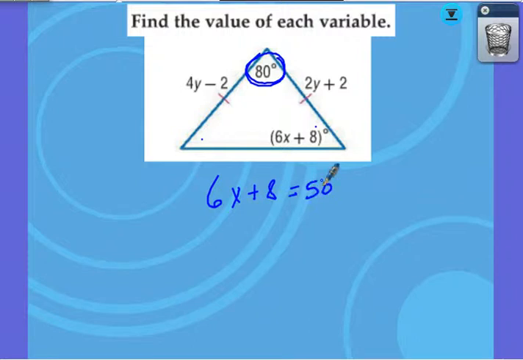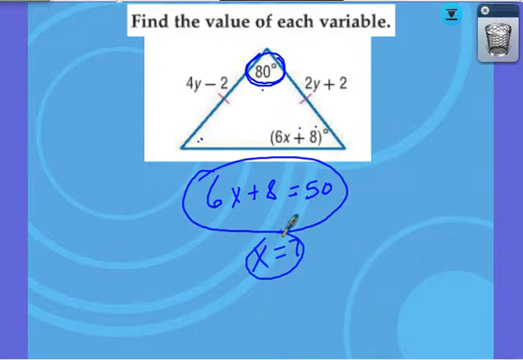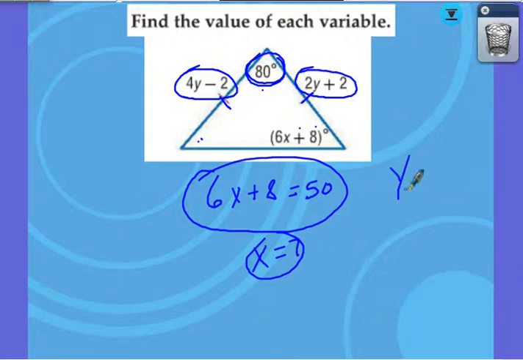The other way of saying it, you could say 6x plus 8 plus 6x plus 8 is 100 because those two are the same. Or you could say 6x plus 8 plus 6x plus 8 plus 80 is 180 because all three add up to 180. But this is probably going to be the easiest way, and you would get x is 7 if you solve that. Since it's isosceles, if I ask you to solve for sides here, you would simply set 4y minus 2 equal to 2y plus 2, and I think you get y equals 2 there. That would make this 6, and that would make this 6. Always plug it back in to check and see if you did it correctly.